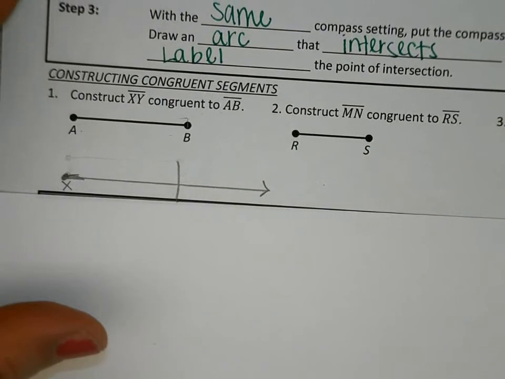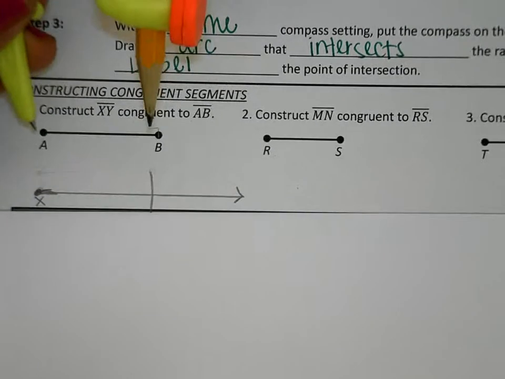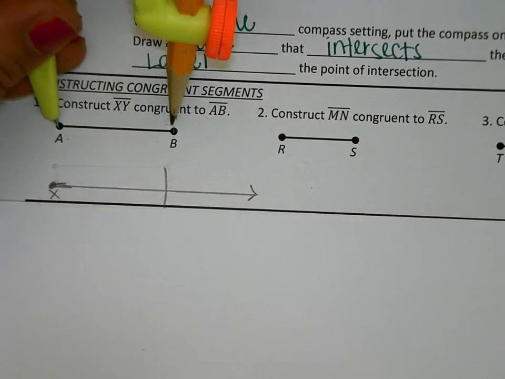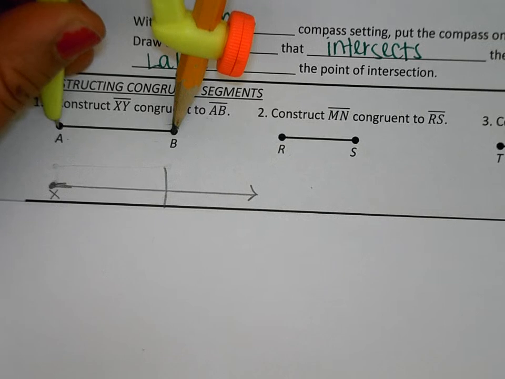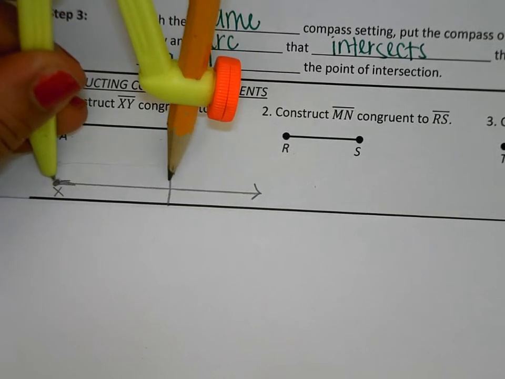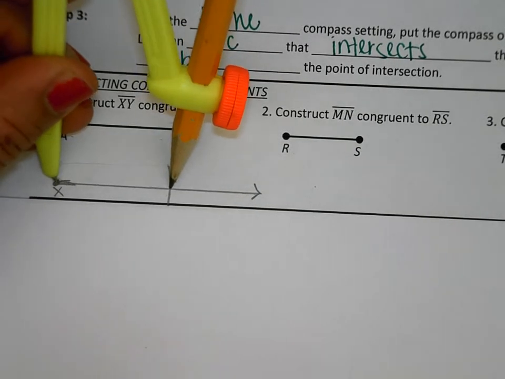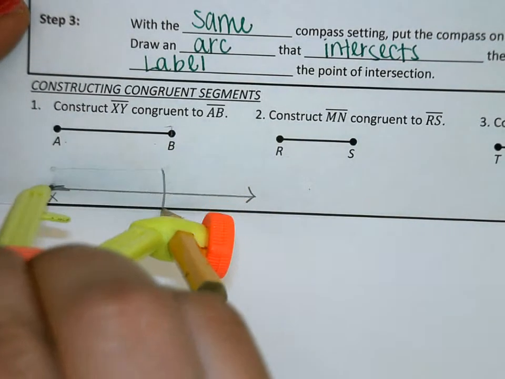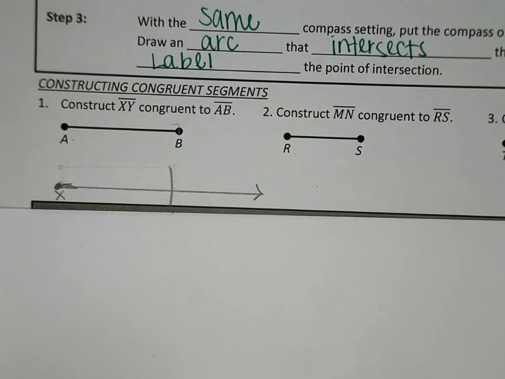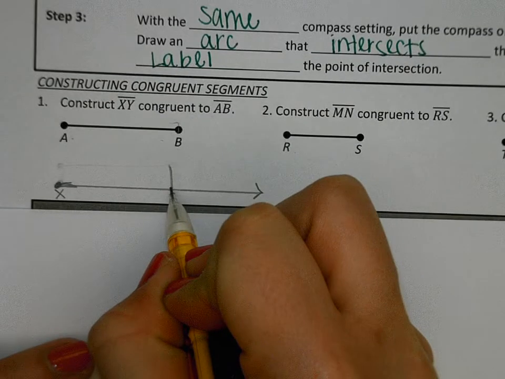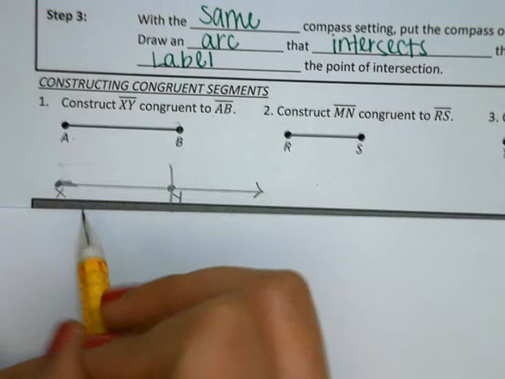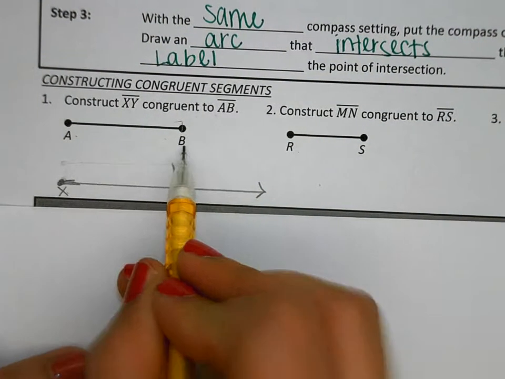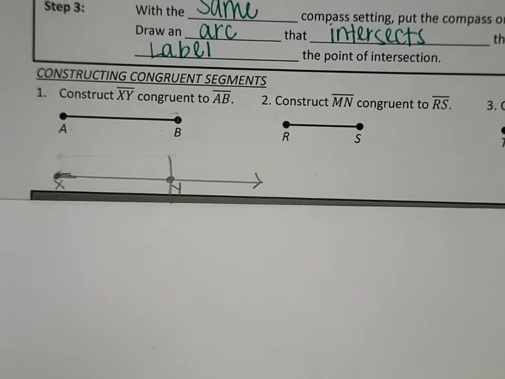Let me do it one more time. I put my compass with the endpoint on A and the pencil on B, and then I move it straight down to my ray. The endpoint goes on X, and I draw an arc. This point of intersection is Y, and now we have segment XY congruent to segment AB, because my compass did not change openings. Does that make sense? So we know that it's the same size.